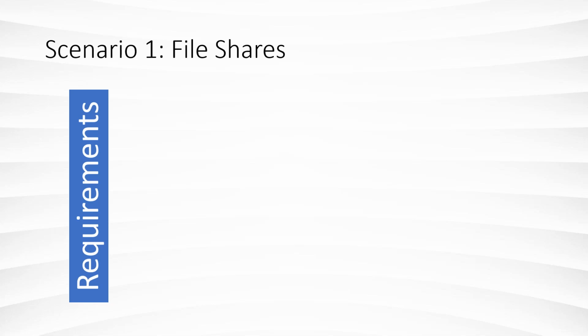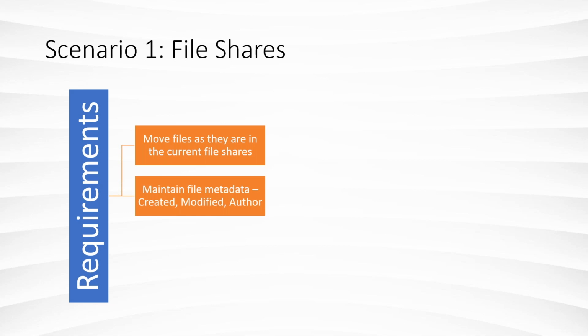And we said that's really not a viable way to handle migrations or handle your data. So you might say, okay, well, if we can't do that, then what do we do next? And there's some requirements we have to consider. So we need to make sure that we move all the files that are in the file shares. We're not just picking and choosing, right? We're taking all the data. We're making sure that the metadata is maintained. That's the created, modified date, who authored the document.